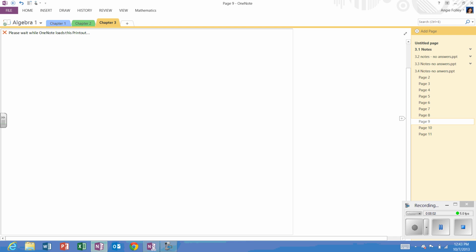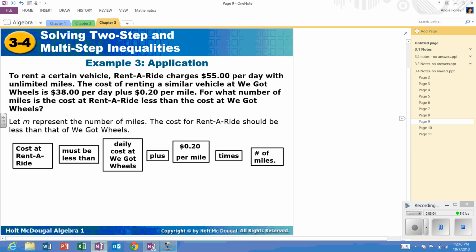All right, so now we're going to try a word problem. It says to rent a certain vehicle, Rent-A-Ride charges $55 per day with unlimited miles. The cost of renting a similar vehicle at We Got Wheels is $38 per day plus 20 cents per mile you drive. For what number of miles is the cost at Rent-A-Ride less than the cost at We Got Wheels?